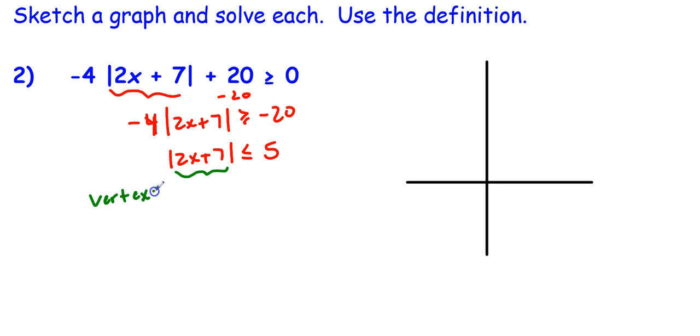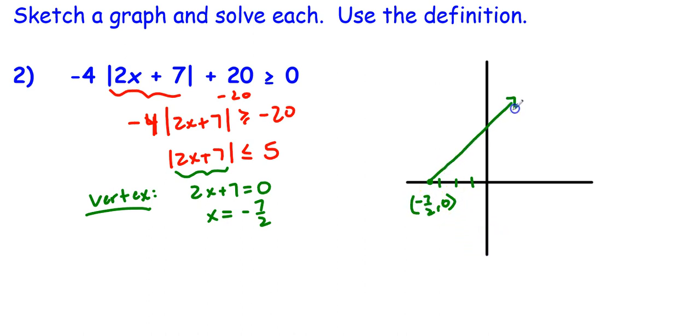So my vertex, I take what's on the inside of the absolute value, 2x plus 7, set that equal to 0, and then go through and solve for x. So x is equal to -7/2. There's my vertex at -7/2. So I can go over here, I can say, hey, 1, 2, 3.5. My vertex is -7/2, comma 0. And I know this thing is an absolute value, so it looks something like a V. So it's going to look something like that.